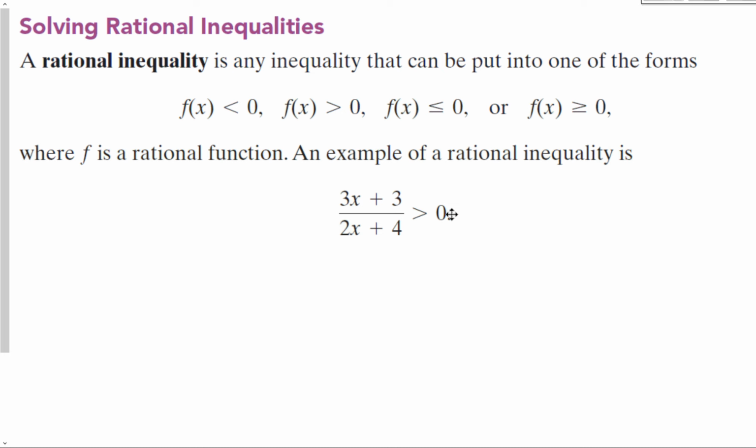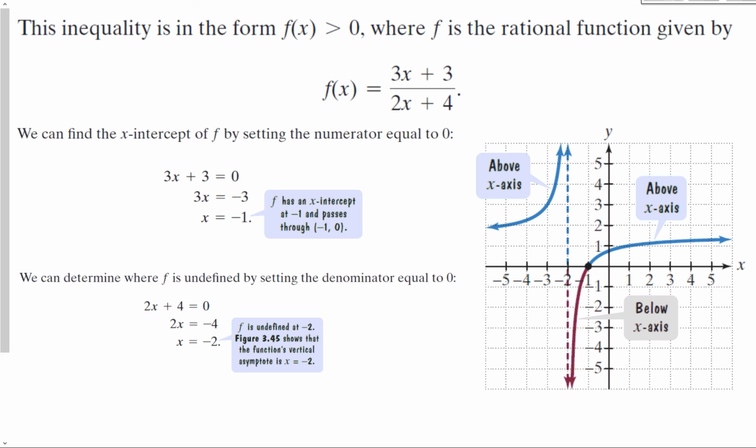So when we look at this rational function, there are a couple of things that happen. We can find the x-intercept by setting the numerator equal to 0. And when I do that, I get -1. Okay, so I can see that's an x-intercept of this graph. But that's not the only way that a rational function could change from positive to negative.